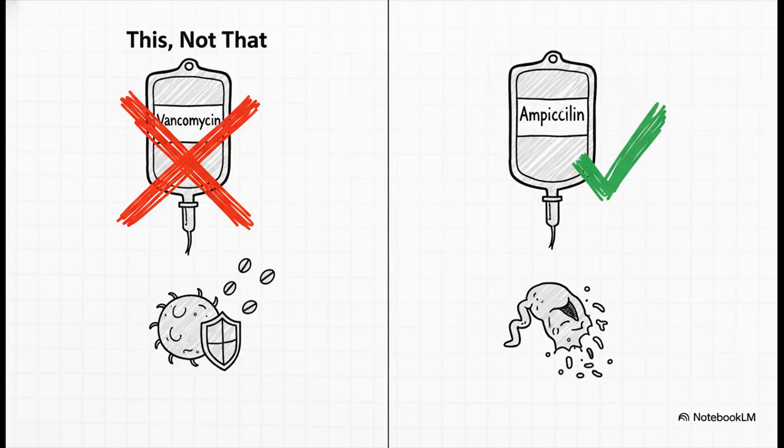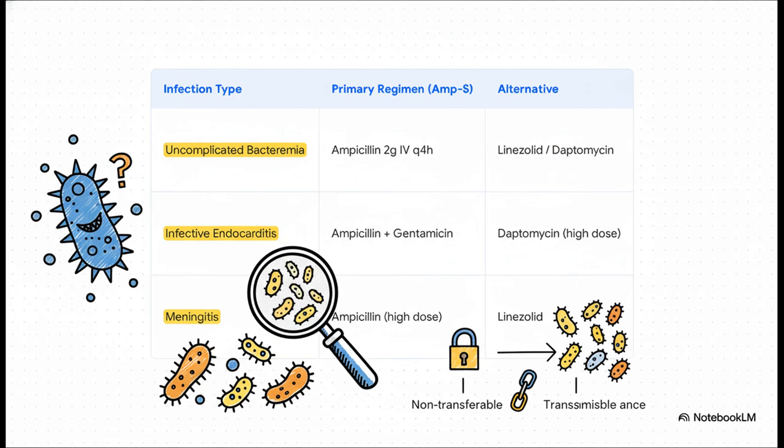Vancomycin does not work. I don't care what the MIC value says, it is clinically ineffective because of that intrinsic resistance we talked about. For any isolate that tests susceptible, ampicillin is your drug of choice. Full stop. And this gives us a really practical look at treatment options.